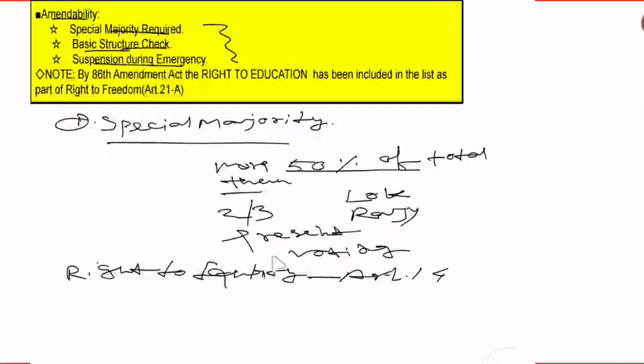And 2/3 of the members present and voting in both houses of Parliament, that is the Lok Sabha and the Rajya Sabha, present and voting.